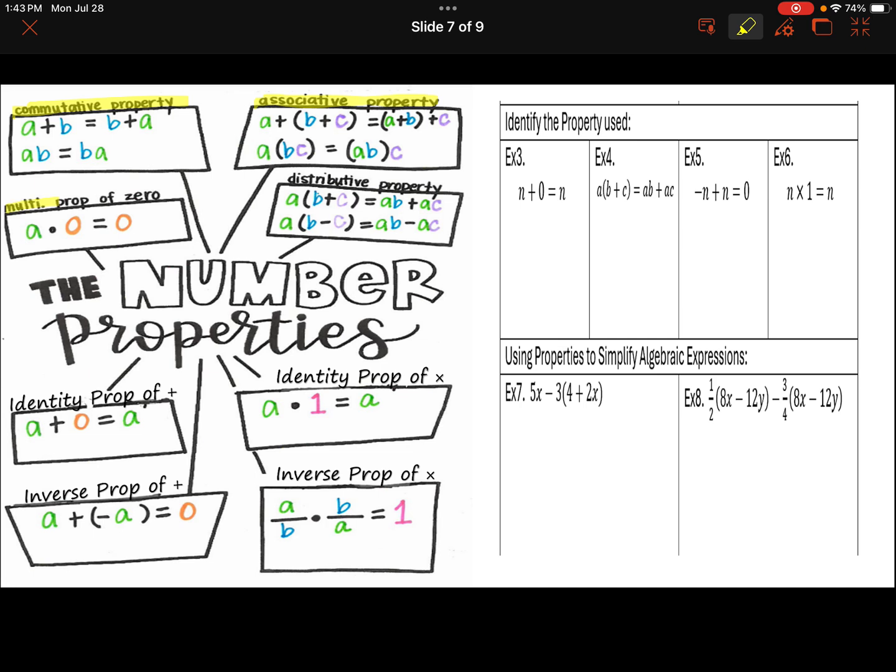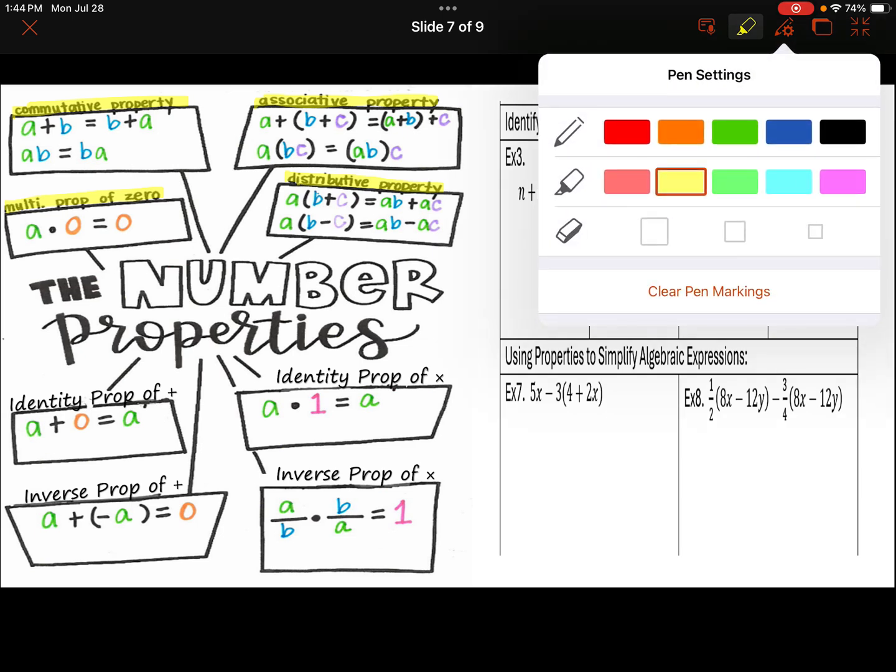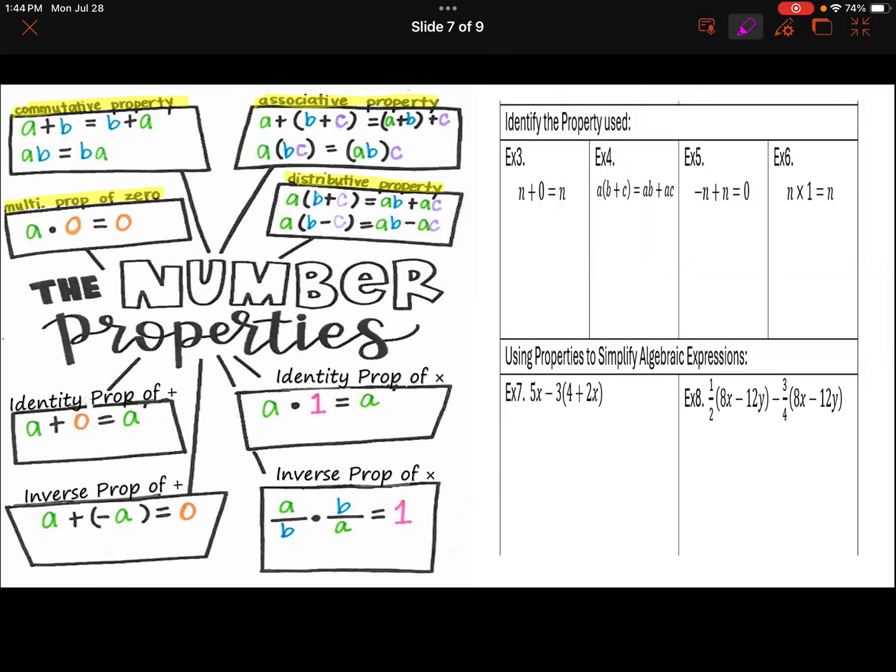The multiplication property of 0 is one you should know already. Anything times 0 is 0. You just maybe didn't know it had a name. And then the distributive property just says that when you have something on the outside of the parentheses, you are going to distribute it to everything on the inside of the parentheses. And when you distribute, it is a multiplication problem.